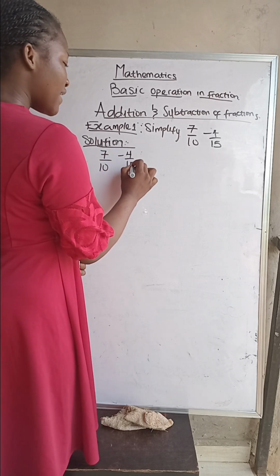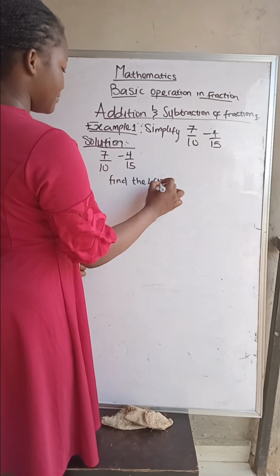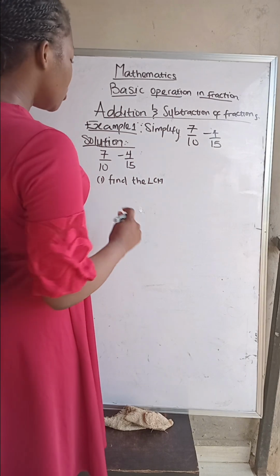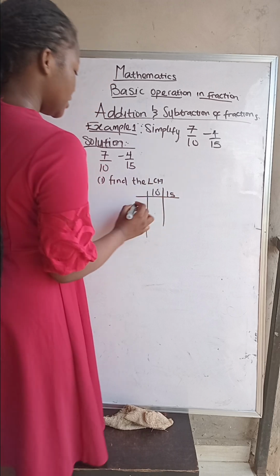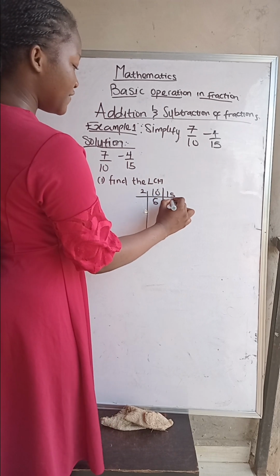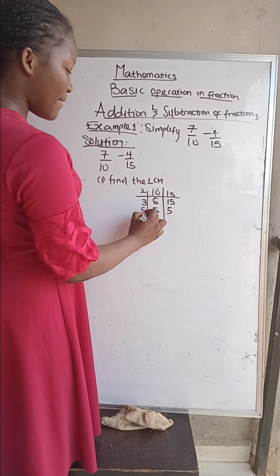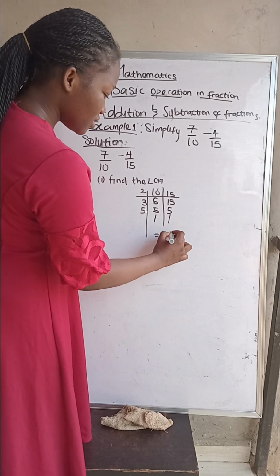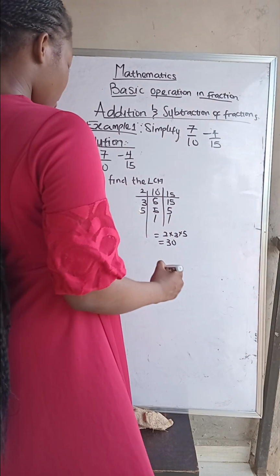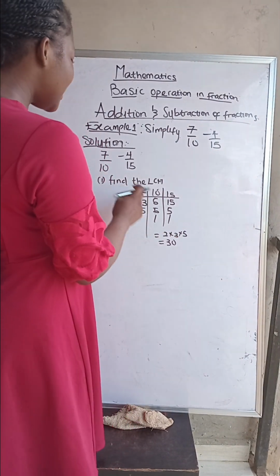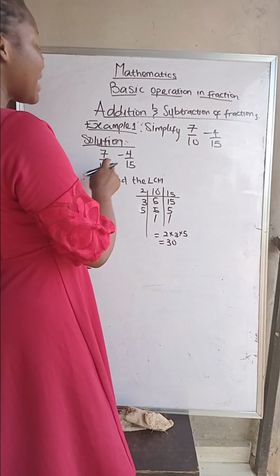So the first rule is what? Find the LCM. That's the first rule. So if you want to get the LCM of 10 and 15, you go to the back. 10 and 15. So 2 can go in 10, that's 5, and 15. So 3 can go in 15, 3, that's 5 and 5. So 5 divided by 5, 1, 1. So we have 2 times 3 times 5. So 6 times 5, that's what? 30. So the LCM of 10 and 15 is what? 30. That means 30 is the lowest common multiple that can divide both 10 and 15.